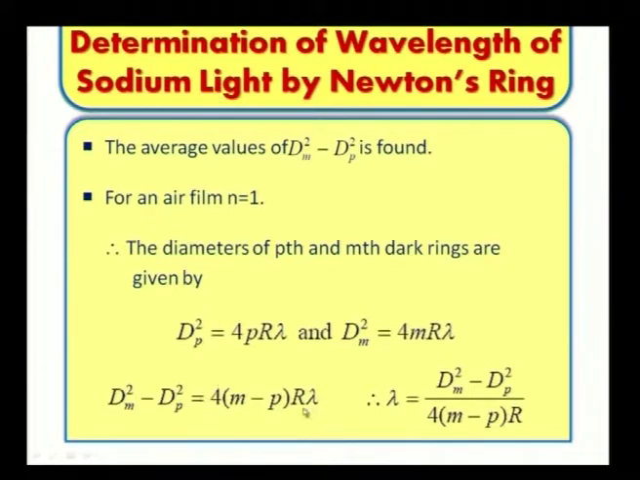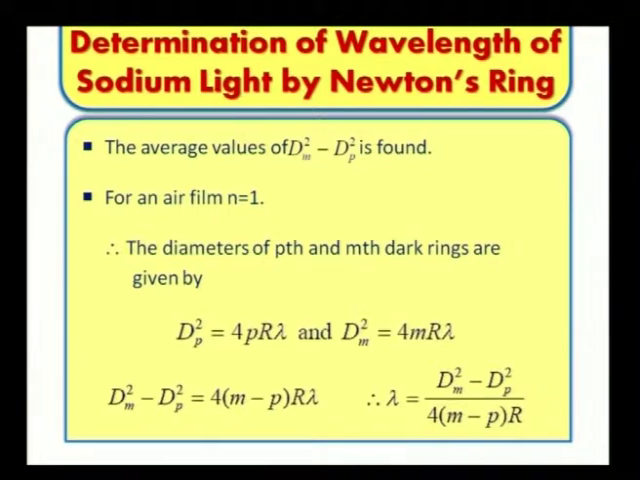So, from this expression, what do you get? You have the mathematical expression for lambda. Keeping lambda on the left side, lambda equals dm square minus dp square, divided by 4 into (m minus p) into capital R. So, lambda is given by an expression wherein the numerator has dm square. What is dm square?